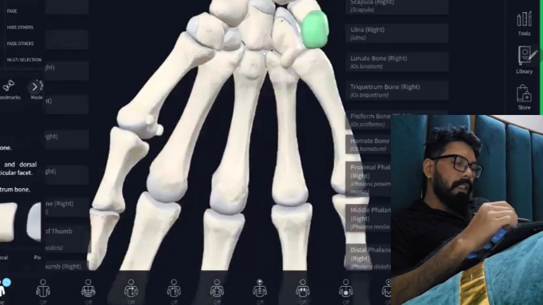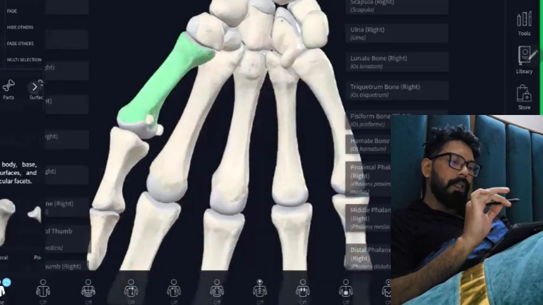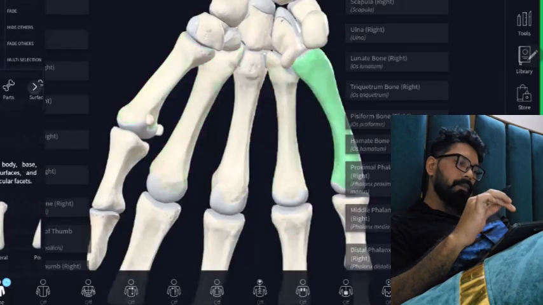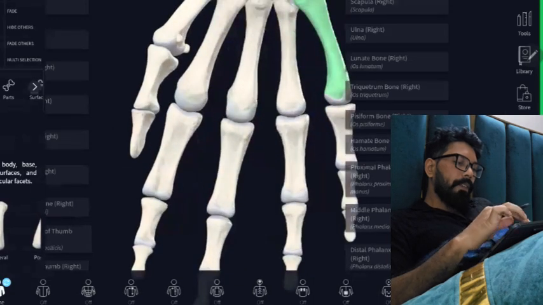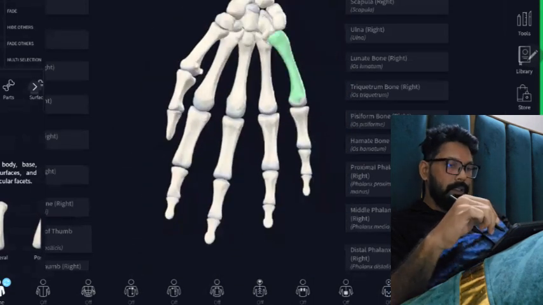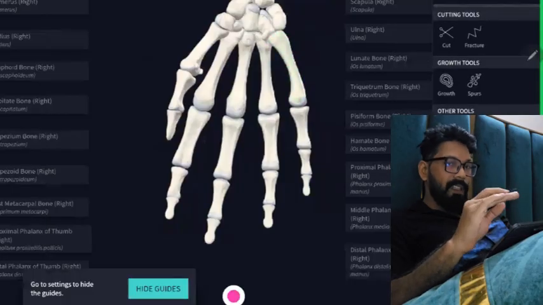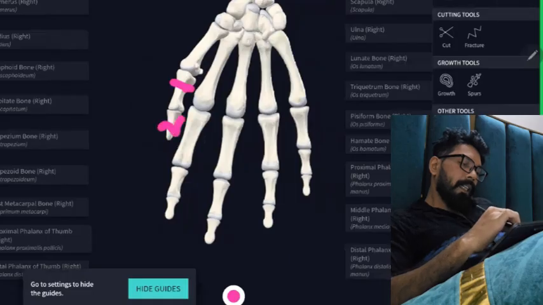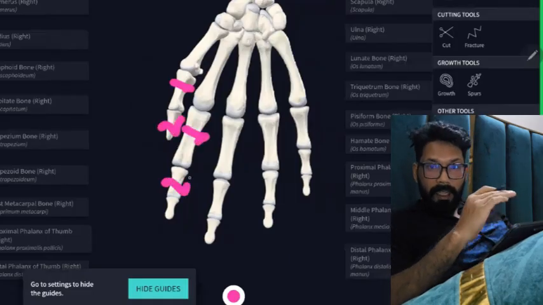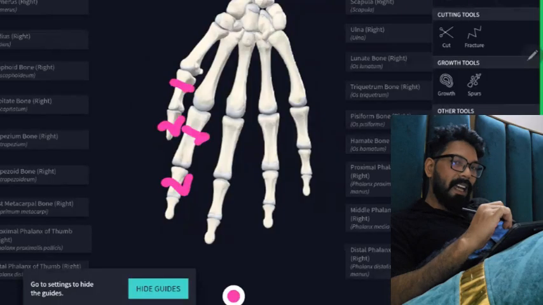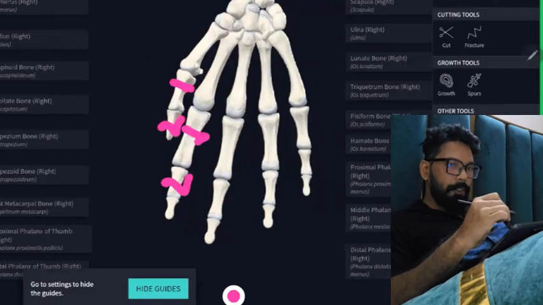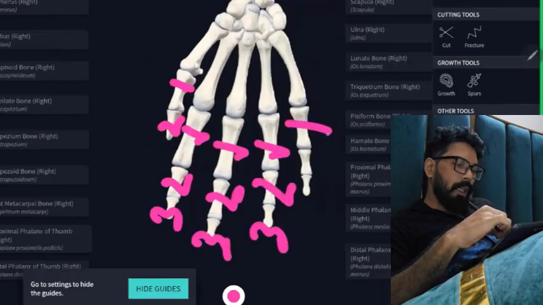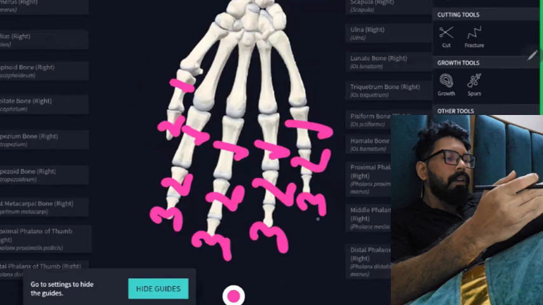Then this is our metacarpals. First metacarpal, that means the metacarpal of the thumb, then second, third, fourth, fifth. You need to see those things because we will use them later on. Then this is our phalanges. In the thumb we have only two phalanges, but in the other four fingers we have three phalanges: one, two, three. One, two, three. Now we all know it.